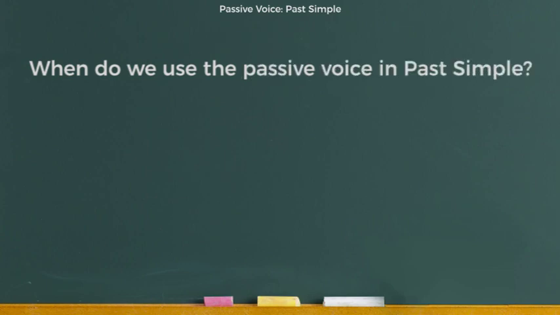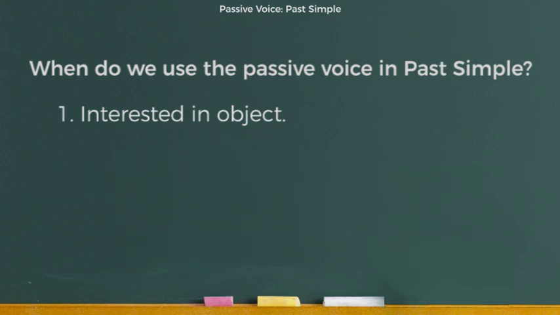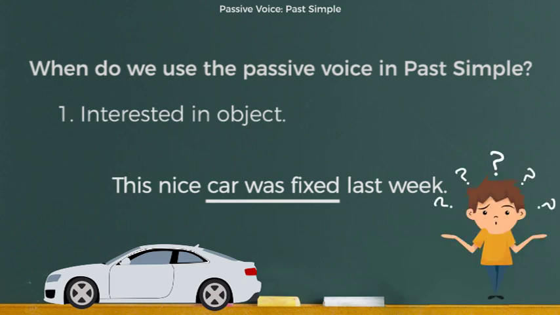When do we use the passive voice in past simple? We use the passive voice in past simple when we are interested in what happened to an object, not on the person, animal, thing that did the action. Let's see an example. This nice car was fixed last week. In this sentence, we're interested in the fact that the car was fixed, but we don't know, and it is not important to know who fixed the car.